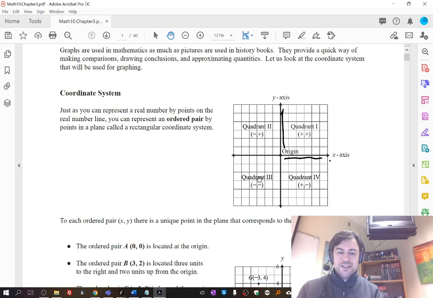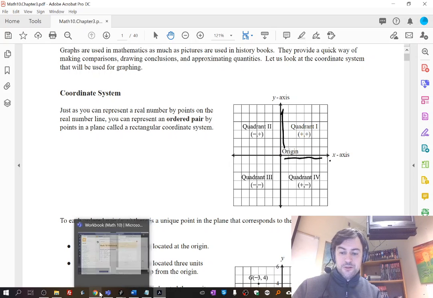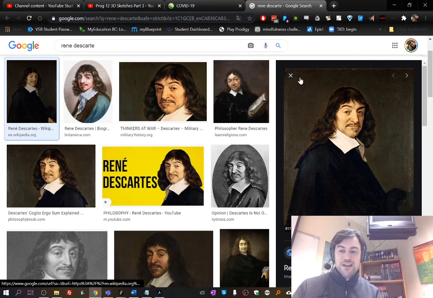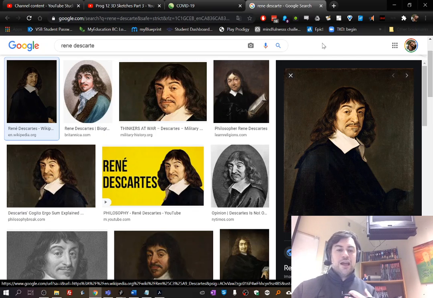So that's going to be a relationship that we're going to be exploring. There's going to be all sorts of interesting relationships between x and y that we'll see. I just wanted to talk about where this comes from. This is called the Cartesian coordinate system, and it's named after this fellow over here, René Descartes. He is a French philosopher and mathematician from hundreds of years ago.